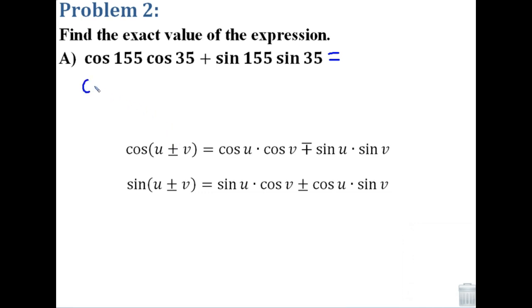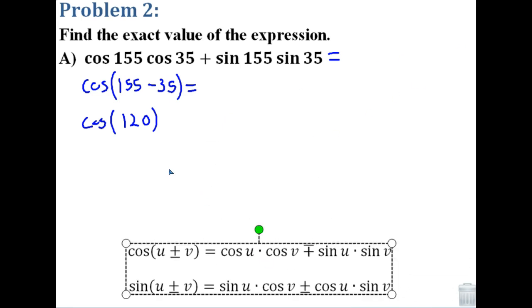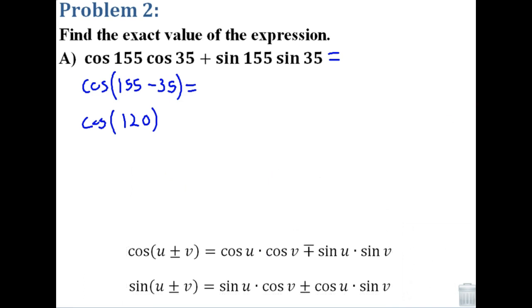So we'll rewrite this as the cosine of 155 minus 35, which is equal to the cosine of 120 degrees. All right, that is a multiple of 30, 60, or 45. So the work with the identities is done, and this is something I can actually evaluate by hand, something we've been doing since our first trig chapter. Reminder how to do that.